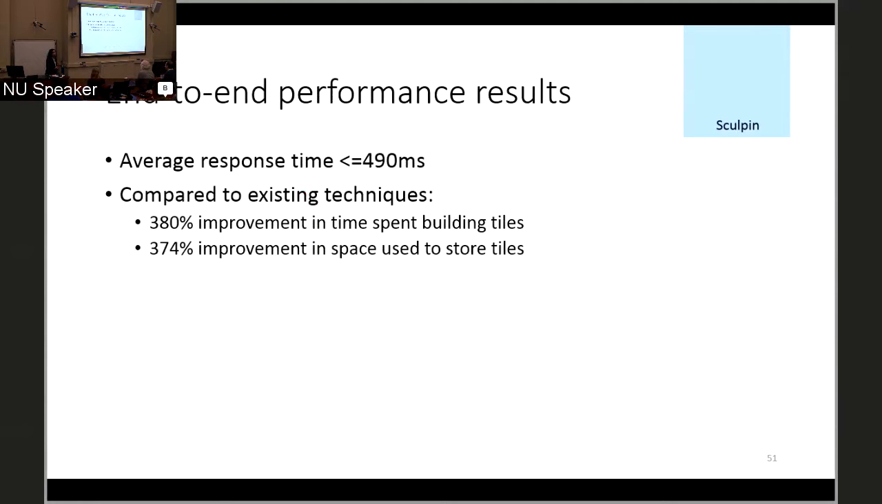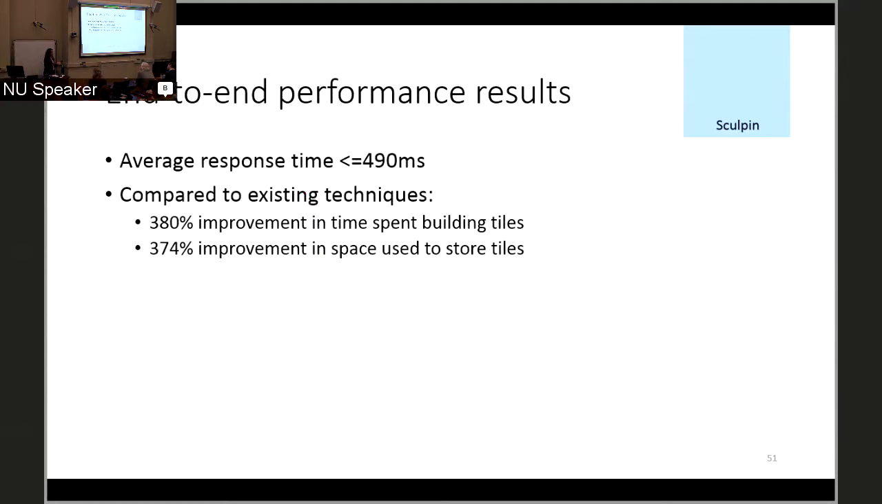All right, so that was only our prediction results. I'm going to move to our end-to-end performance results, where we tested all of the optimizations in Sculpin, and we found that we're able to maintain interactivity, so 490 millisecond average response time or less, for all of our data sets. But we also found that Sculpin provided a 380% improvement in the time required to build tiles offline.